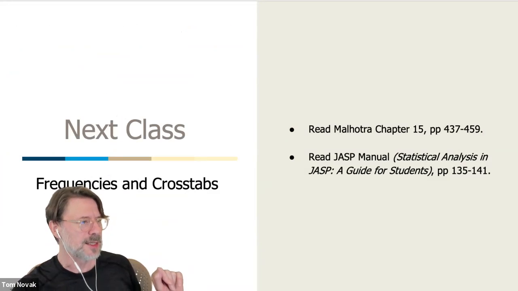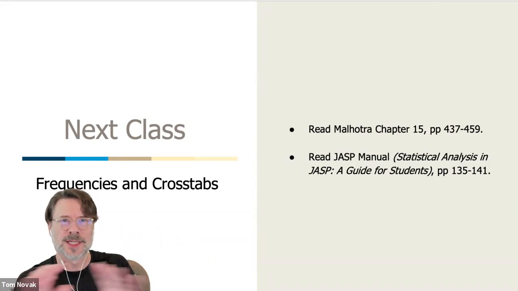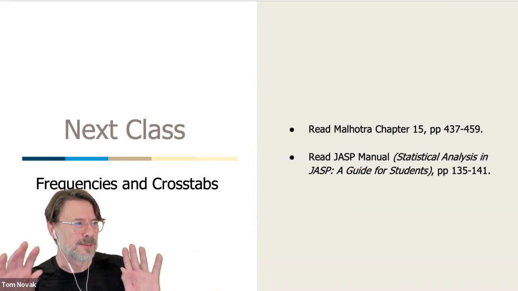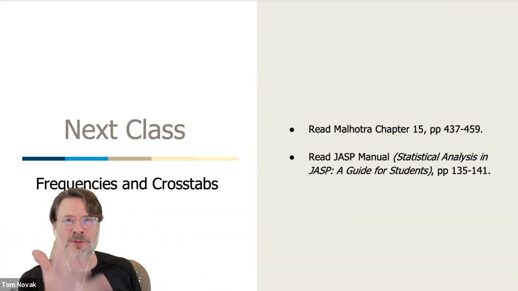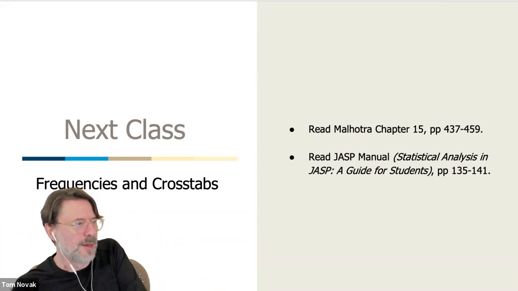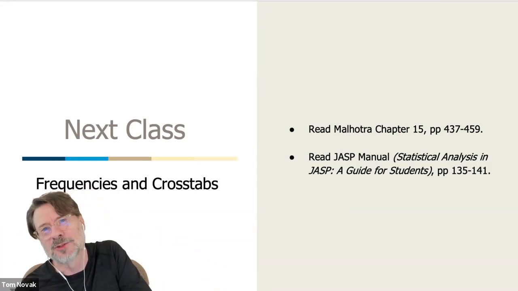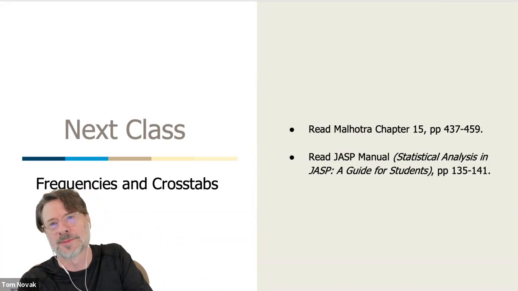For the readings for next class, start with the JASP manual. Do that first. It's shorter, it's clearer, it's to the point. There are 6 pages. Then read Malhotra, because he goes into a lot more detail. It's hard to see the forest for the trees if you start with Malhotra. Start with the JASP manual, read those 6 pages, then read Malhotra. And I would probably suggest that for everything we do, read the JASP manual first, then read Malhotra afterwards.